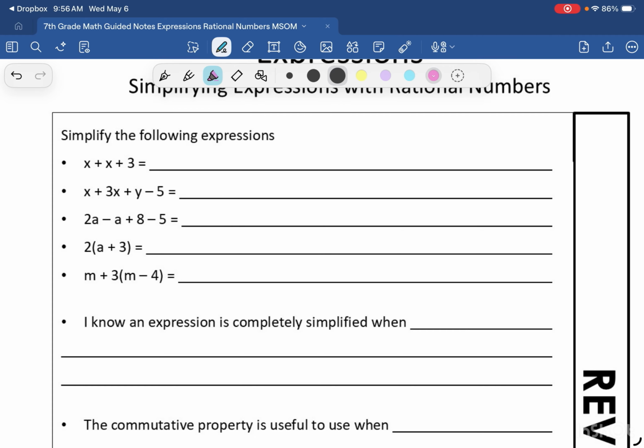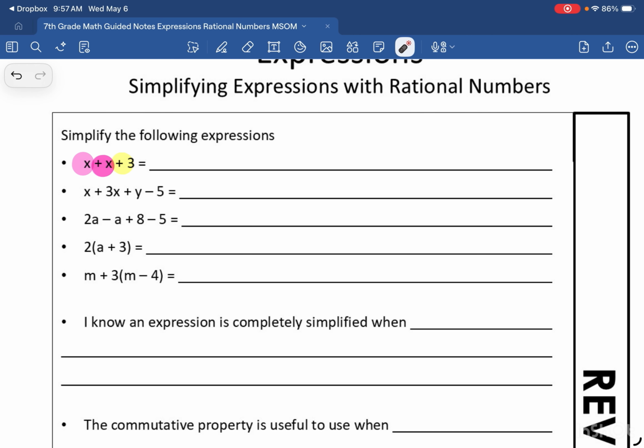Simplify the following expressions. Two strategies that I like to use are to color code the like terms. For example, right here we have x plus x. And I also like to note the symbol in front of the term. So for example, here it's a plus and here it's a plus. And I make sure I'm circling that operational symbol with the term so that I don't get confused if it's positive or negative. Now let's combine like terms.